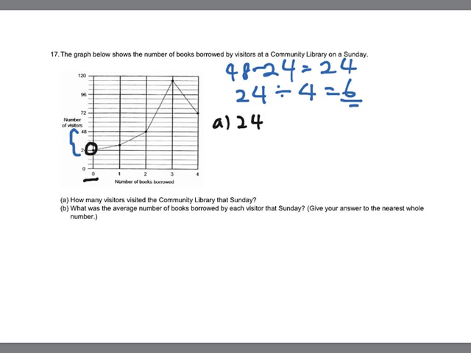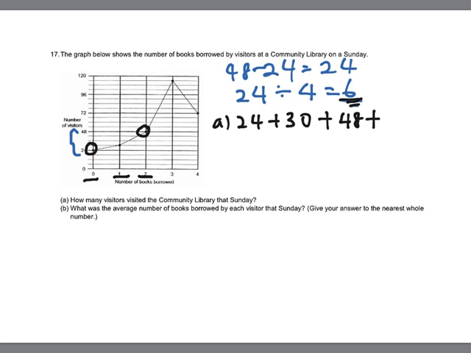For those who borrowed 1 book, we have over here, which is actually 1 marking after 24. So therefore, 24 plus the difference of 6 would then be 30. Okay, the number of visitors who borrowed 2 books will be over here. It is 48. Let's continue to add on.